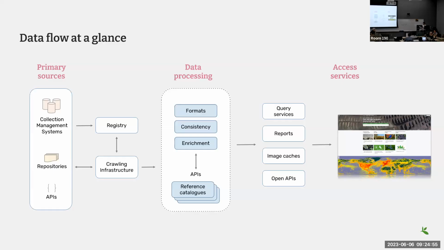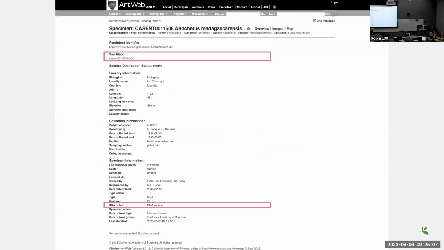On top of the data warehouse, we've got query services and reporting services, which power our public tools, such as the GBIF website and other portals that are accessing this content. So let's look at an example record and see what happens to it as it goes through this process. This is a very typical record from the California Academy of Sciences, an ant record. And I've highlighted two things that are a little bit interesting.